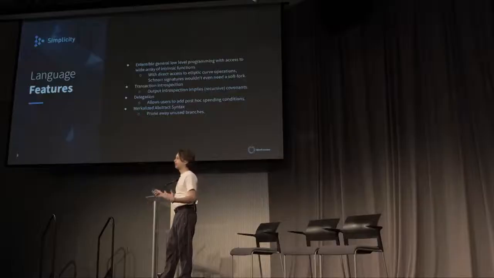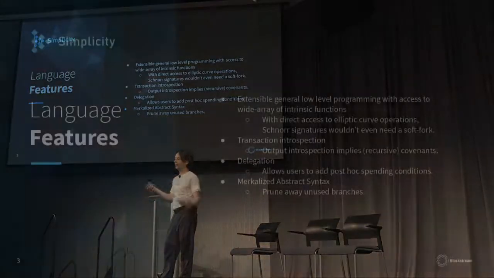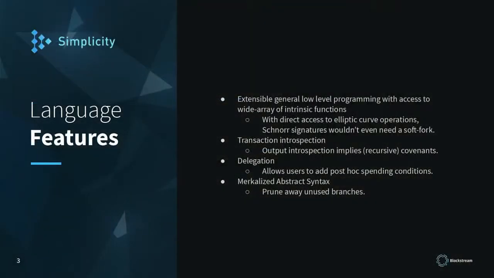So Simplicity is designed to be an extensible low-level, and I want to emphasize low-level, programming language that has access to a wide range of intrinsic functions. So you would have direct access to elliptic curve operations, right? Schnorr signatures wouldn't require a soft fork if Bitcoin were designed this way because you would have access to the elliptic curve math to implement Schnorr signatures directly, right?